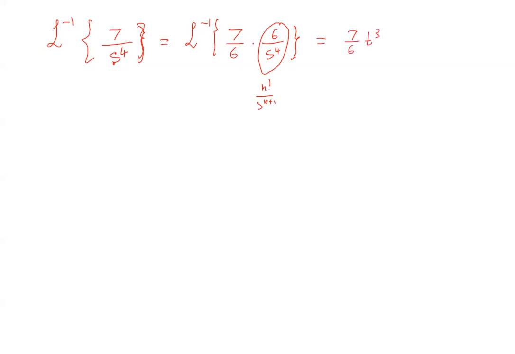Let's do one more. How about L to the negative 1 of 10 over s to the fifth? Okay, give this a try. What is the inverse Laplace transform of 10 over s to the fifth? Remember, we said we want to have a dictionary. At first we want to be able to compute the Laplace transform, and then we also want to be able to go back. So if somebody gives us a Laplace transform, we want to know what it came from.